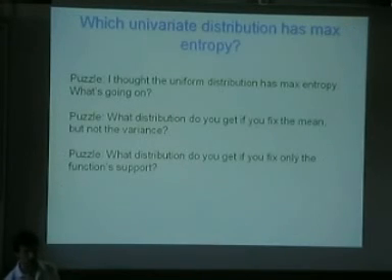So here's some more puzzles. Isn't it a uniform distribution that has maximum entropy? So what's that about? And what do you get if you fix the mean and not the variance? Do the same thing. And what distribution do you get if you fix only its support? So now I give you a function. I say it's 0 outside of the 0, 1 interval, and whatever you like inside. What distribution there maximizes the entropy? Okay.